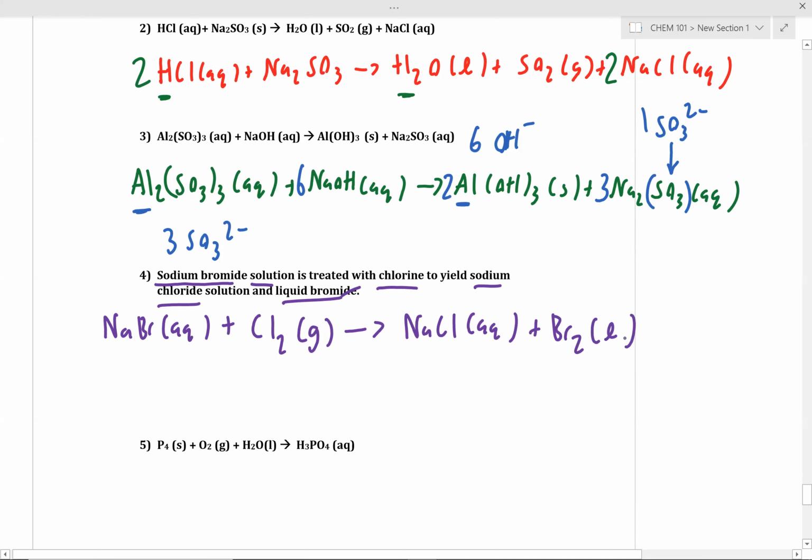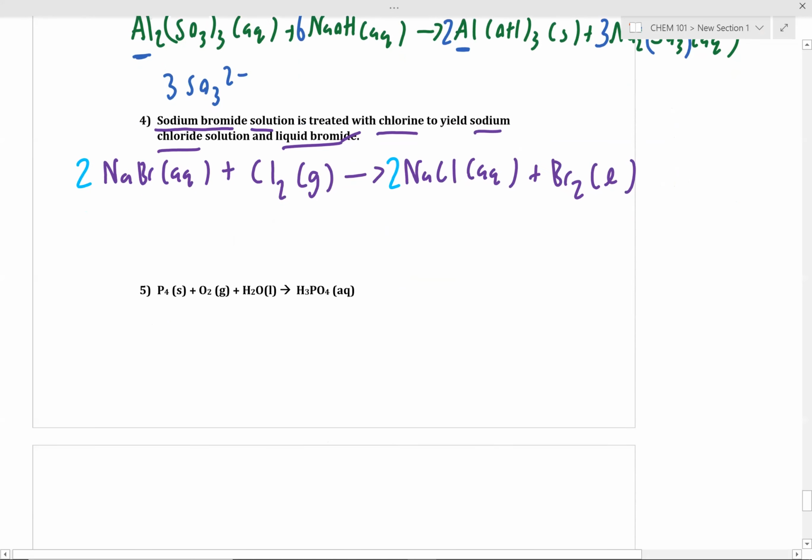Now, how many chlorines do we have on the right-hand side? On the left we have 2, so how many do we need on the right? 2, yeah. So let's put a 2 here. For bromines, we have 2 on the right, so how many do we need on the left? 2. Does that make sense? Okay. This last one seems really complicated, but just really focus on balancing the free atoms last.